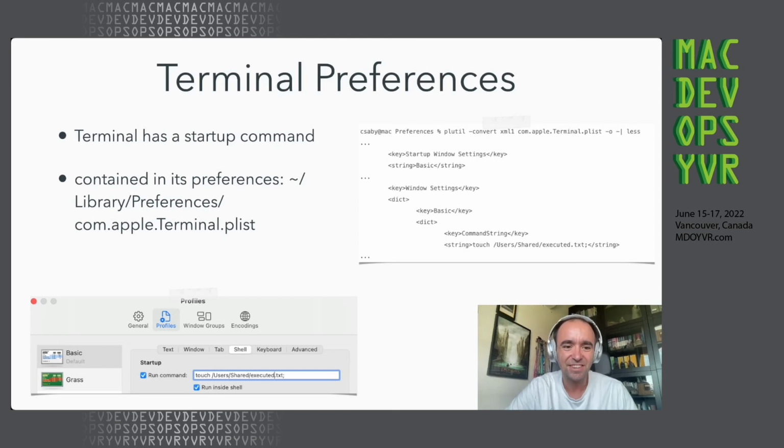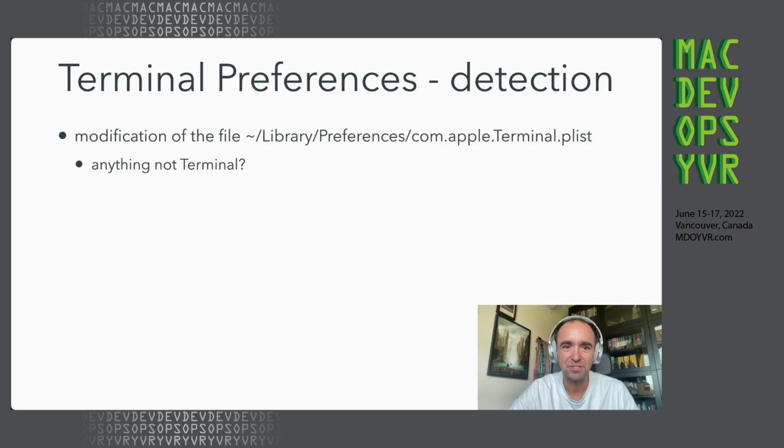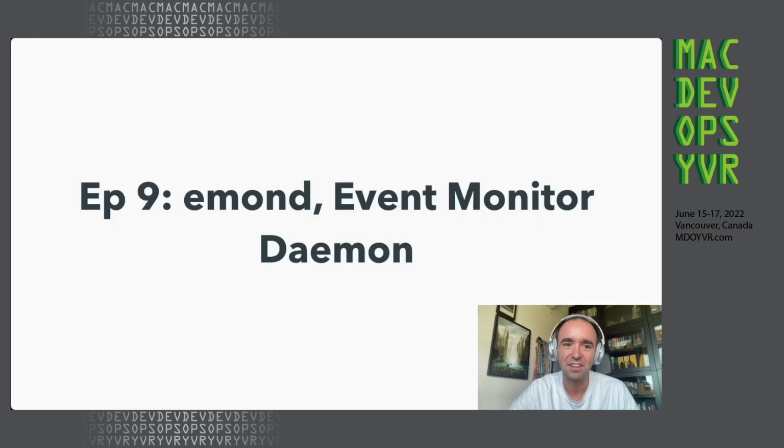Terminal, we can define a command in the terminal profile. So whenever we start up terminal, there is a command that will be executed when terminal is started, and it's inside its preferences, which can be found in the library preferences directory. If we check the plist, it's under the Windows settings, basic, and command string. This will be executed when terminal is launched. Detection, just look for the modification of this file.